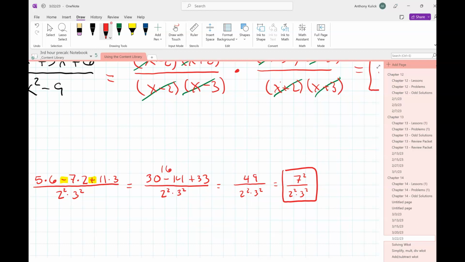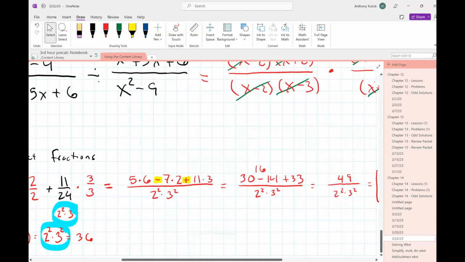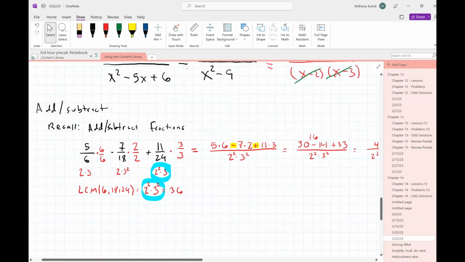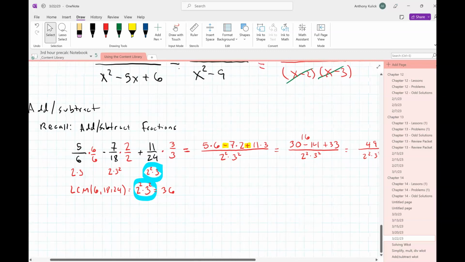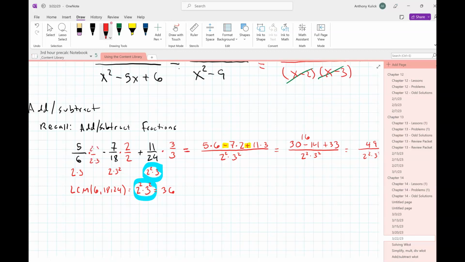So if you go back to the beginning, how did you know to multiply by 6/6? Yeah, so I'm going to think about it this way. Instead of 6, I have 2 times 3. I need to make 2 squared times 3 squared. So I know I need 1 more 2 and 1 more 3.